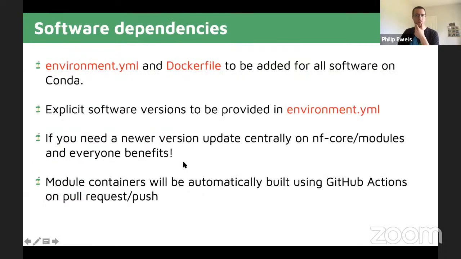Software dependencies. This is something where those of you who have followed the discussion in NF Core about modules might be a bit confused to see what's on this slide because we've changed our minds a few times. Currently, for NF Core pipelines, we recommend that a pipeline has a single environment file with all of the different software requirements and a single Docker wrapper where possible.